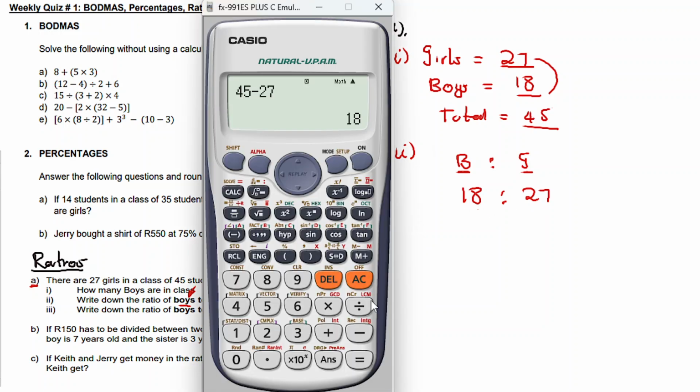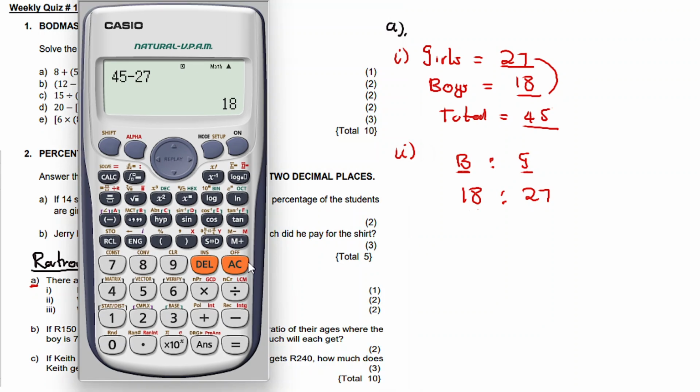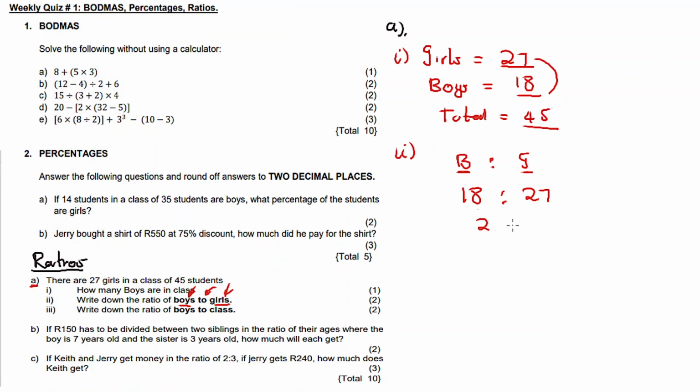But you have to simplify this, right? You want the biggest number that can divide 18 and 27 at the same time without leaving any remainder. But if you have a calculator, just do this: 18 divided by 27. So the answer is 2 to 3.